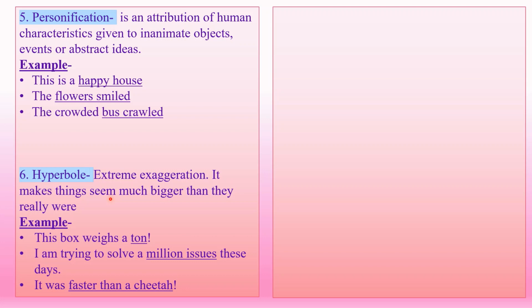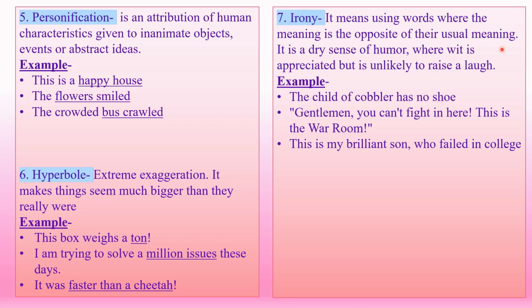Basically, these sentences cannot be taken literally. This is just a statement which is made to look emphatic. The next figure of speech is irony. It means using words where the meaning is the opposite of their usual meaning. It is a dry sense of humor where wit is appreciated but is unlikely to raise a laugh.